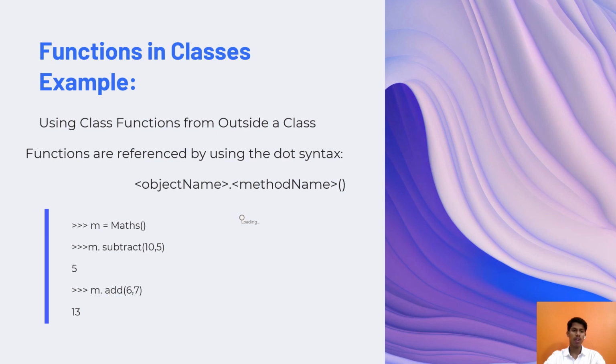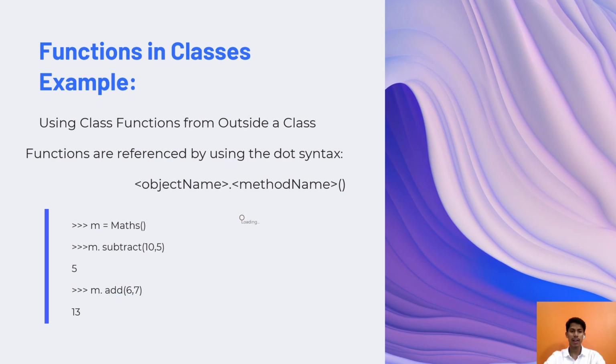Here's an example: using a class function from outside a class. Functions are referenced using the dot syntax. For example, over here we can see object name dot method name. So over here, the object name is m, where m equals maths, and m.subtract(10, 5). The object name is m, subtract is the method, and whatever values you have to use are 10, 5.